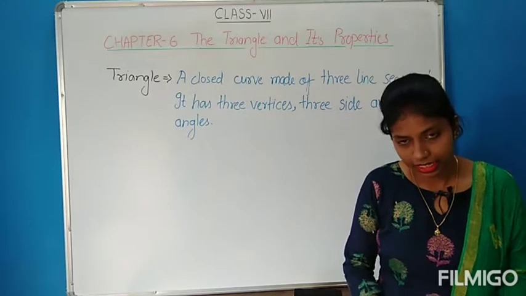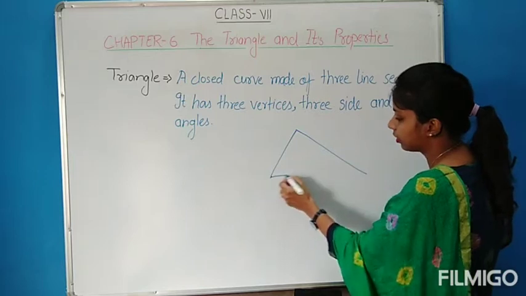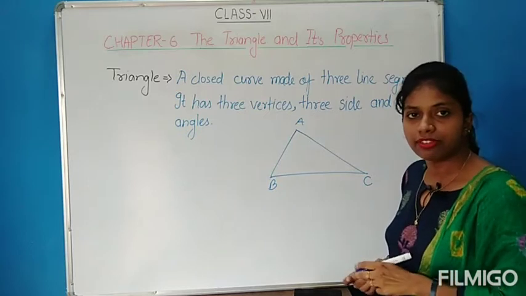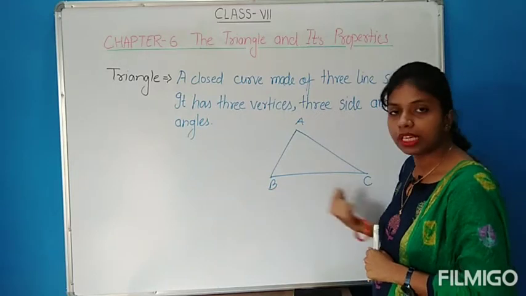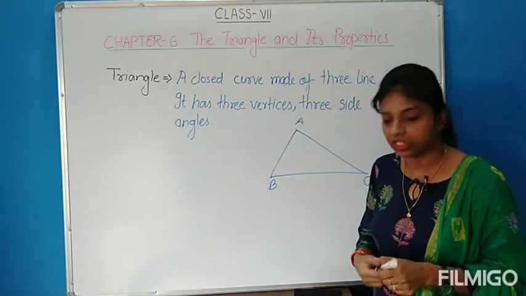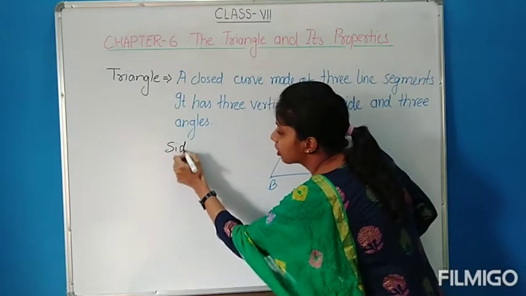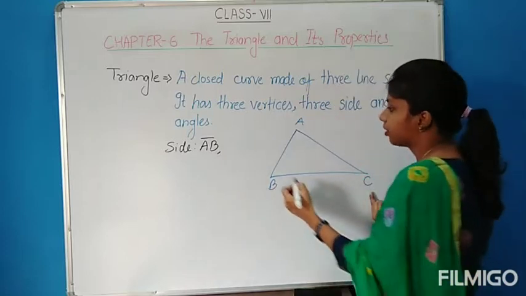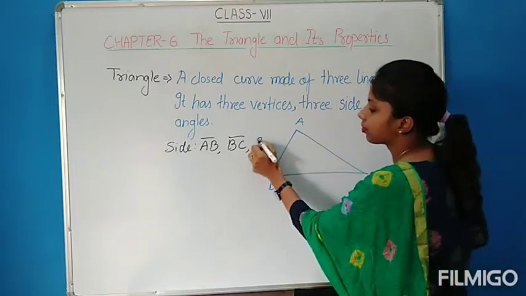Now let's take a figure of a triangle. Suppose this is triangle ABC. As we can see, it has 3 line segments, that is AB, BC and AC. These 3 line segments are also known as sides. So the number of sides in a triangle is 3. What are the names of the sides? It is side AB, side BC and last side CA.